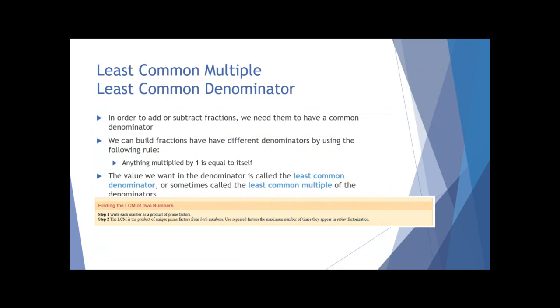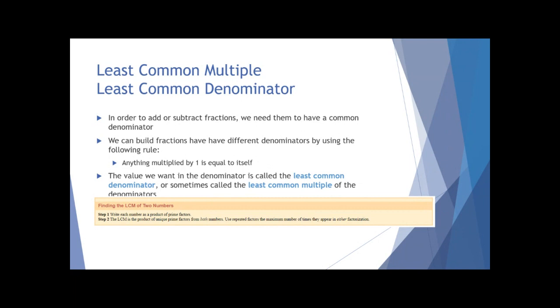In order to do this, we have to create equivalent fractions. Like if we have two fractions and their bottoms are not the same, we have to make them the same. And so we do this by using the rule that we can multiply by 1 and we haven't changed anything. So anything multiplied by 1 is equal to itself. So we're basically going to be reversing the reducing process in order to build fractions up so that we can add them. So the value we want in the denominator is called the least common denominator, or it's sometimes called the least common multiple of the denominators.